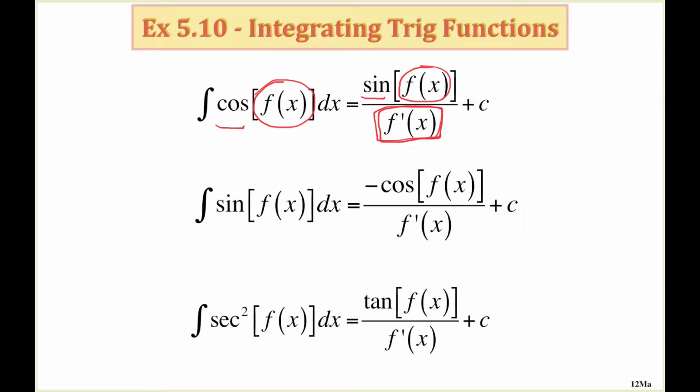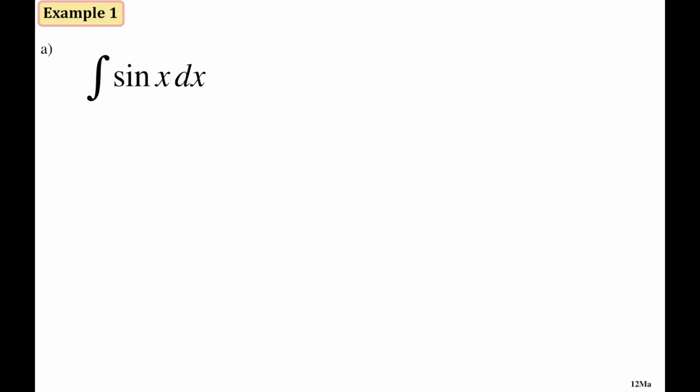And that same process happens repeatedly. When you integrate sine, the integral is minus cos, the angle doesn't change, but then you divide by the derivative, not the integral, the derivative of the angle. And finally, the integral of sec squared is tan, and the angle doesn't change, and you divide by the derivative of the angle. So let's try some questions.